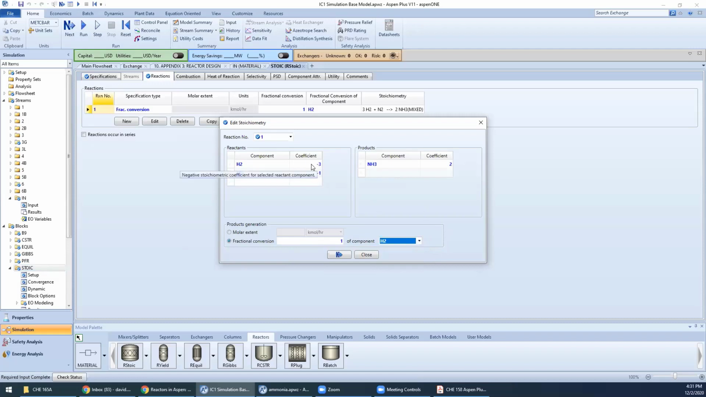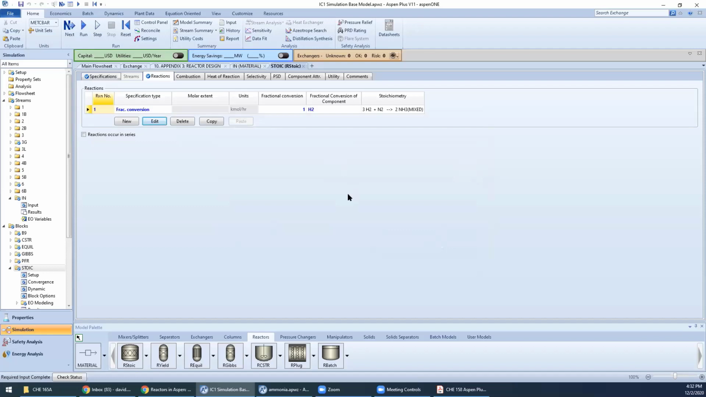And it doesn't matter that this negative is here or not, because no matter what number you put here, it'll be negative because it is a reactant. Just like you have negative r sub A for your rate law, that's the same rationale for the negatives here. So Aspen will do that for you. And then here you see the stoichiometry, and that's it. It will follow the reaction that you put in.